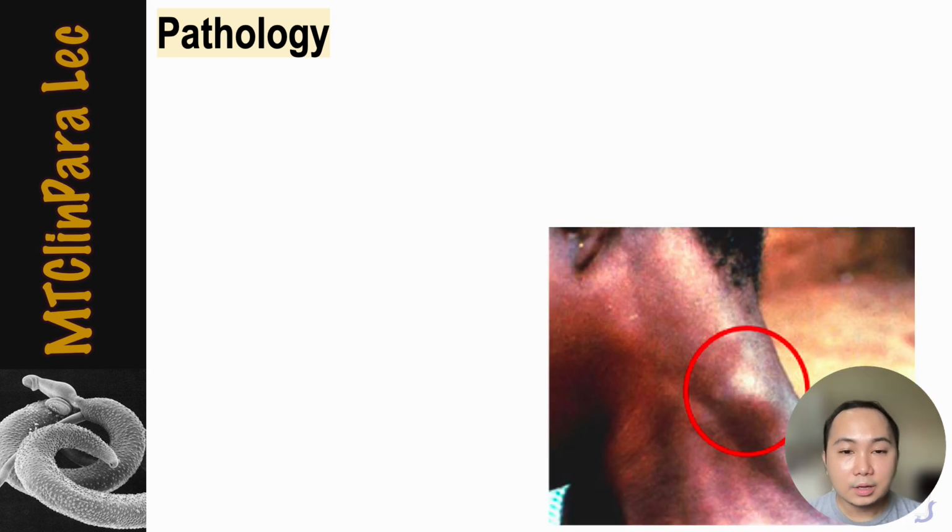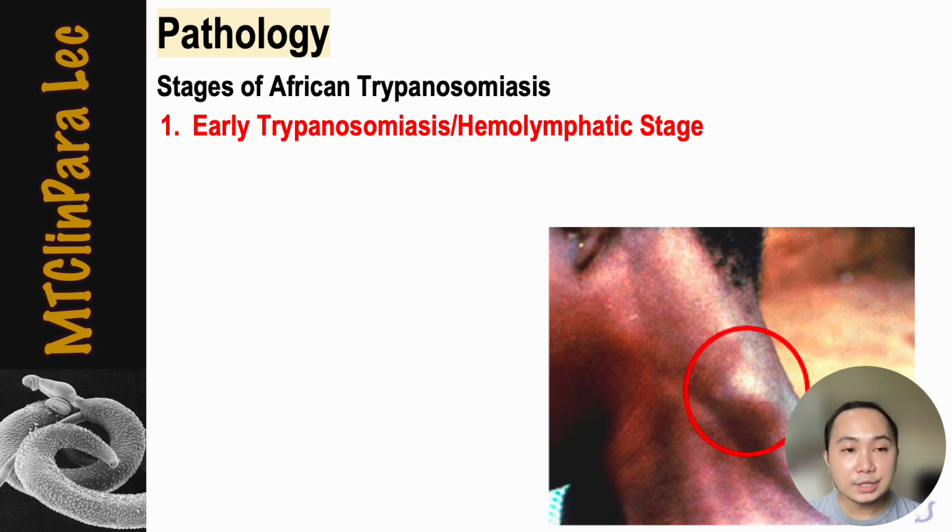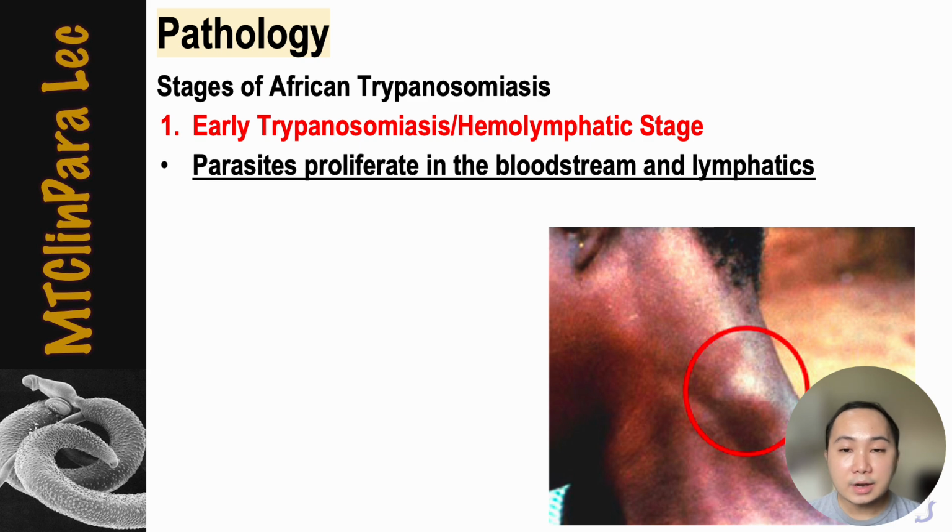So just take note, of course, in your outline that both Gambiense and Rhodesiense may undergo stages of African trypanosomiasis. Both of them still undergo these stages, and we have two: the early and late trypanosomiasis. So let's talk first about early trypanosomiasis. This is also known as the hemolymphatic stage, and this is where the parasite proliferates in the bloodstream and lymphatic system of the patient.